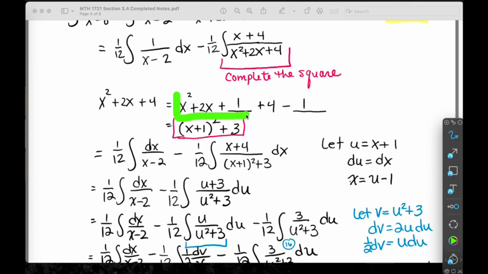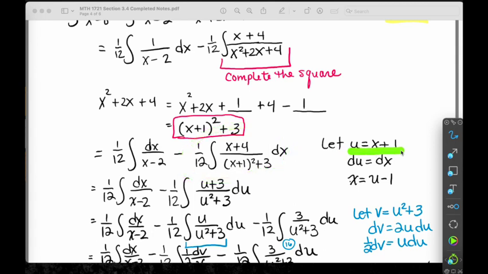So this part here, I can rewrite it as x plus 1 squared, because this is the perfect square. And then 4 minus 1 is 3. So I rewrote this expression right here as x plus 1 squared plus 3. So I'm going to carry this down. This, I'm going to rewrite it using the complete the square method. So I have minus 1/12, the integral of x plus 4, and then in parentheses, I have x plus 1 squared plus 3. Now we have this set up where we can use u substitution.